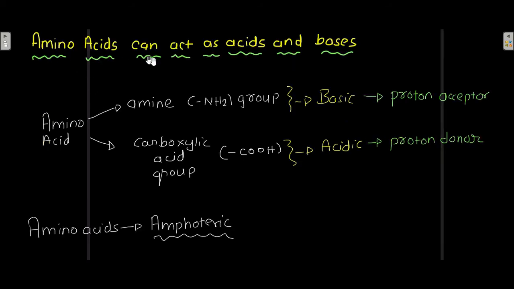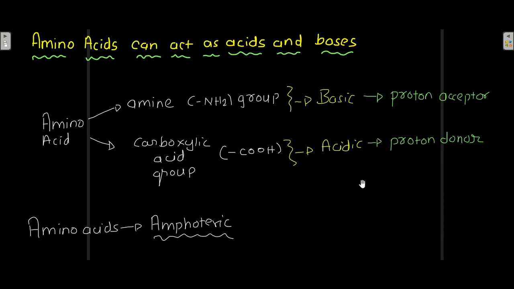Now, amino acids can act as acids and bases. Let's discuss how that is. An amino acid has an amine group, that is NH2, and a carboxylic acid group, that is COOH. And this amine group is basic in nature, as you all know. It acts as a proton acceptor, and the carboxylic group is acidic in nature, that is, it acts as a proton donor. So the amine group is basic, it is a proton acceptor, and the carboxylic group is acidic in nature and it acts as a proton donor.